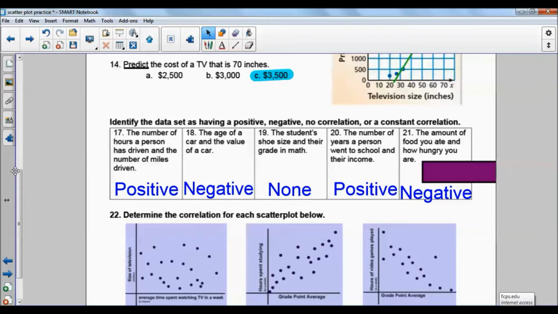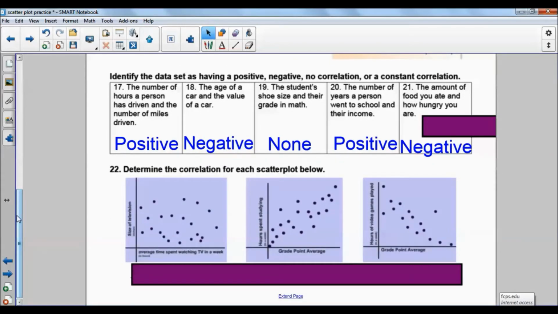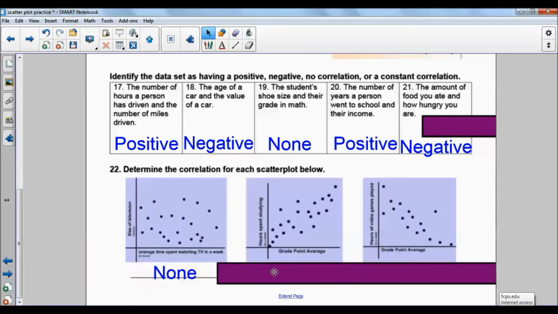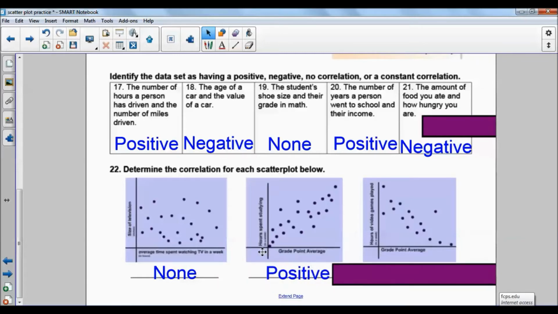And our final ones, just to review those same things again, this one, our correlation is going to be none, right? These don't go up or down, they're just scattered all over. Our next one is going to be positive, it's going up from left to right. And our final one is negative, it goes down.